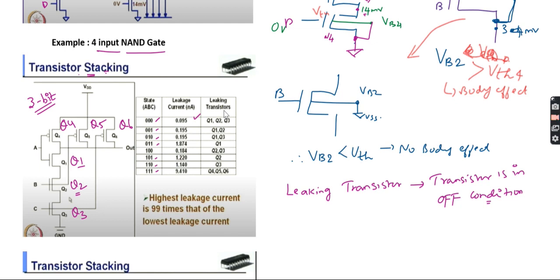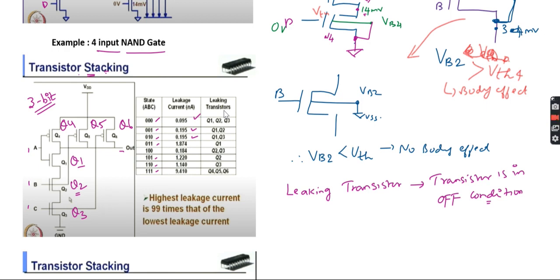Now when I go for the 001 combination, we have 0.1925. When I go for 010, again 0.15. In the same way, for the last value we give 111, then the leakage will happen in Q4, Q5, Q6, because these are all on. When all are on, the output will try to discharge over there, so there will be some leakage because of the PMOS.